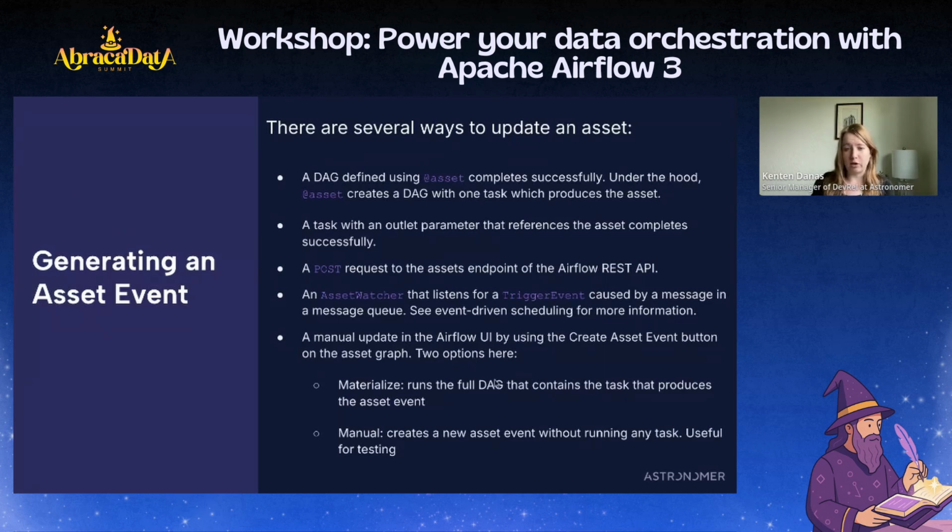So we will look at this in the workshop again, but there is a create asset event button, and you have two different options for doing this. I like to cover this because sometimes the language can kind of confuse people. But one option is materializing. So this is going to actually run the full DAG that has the task that produces the asset event. So again, whether that's in a task or just an asset using the asset decorator, if you materialize, you're going to run all of that code.